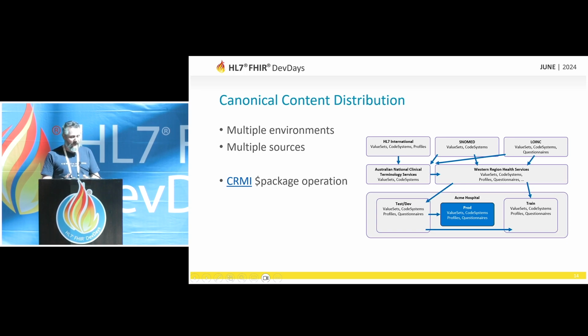And so that is a nice confusing diagram. I include that here because it's a pretty typical situation where you end up having some stuff distributed from HL7 International, like value sets and code systems, from SNOMED, from LOINC, and then international terminology services, and then regional terminology services local to your health system or your area, and then into your individual hospital. So questionnaires are everywhere, but also all sorts of canonical content.